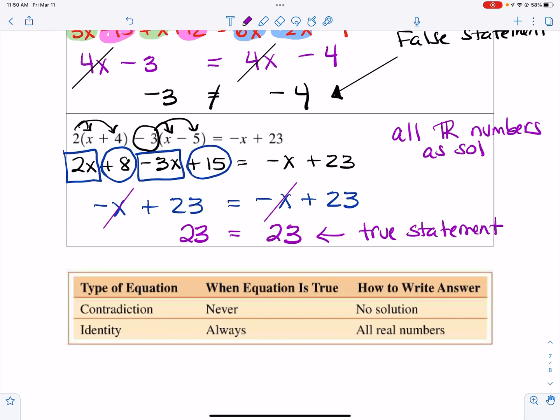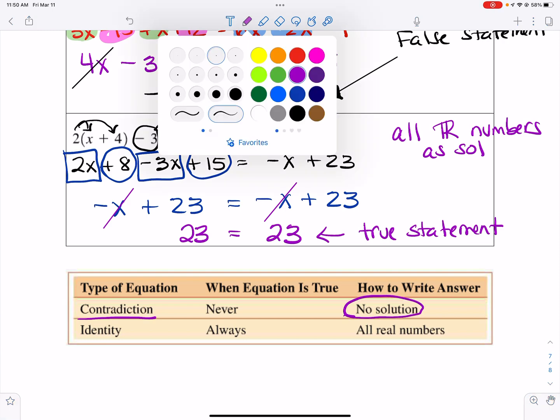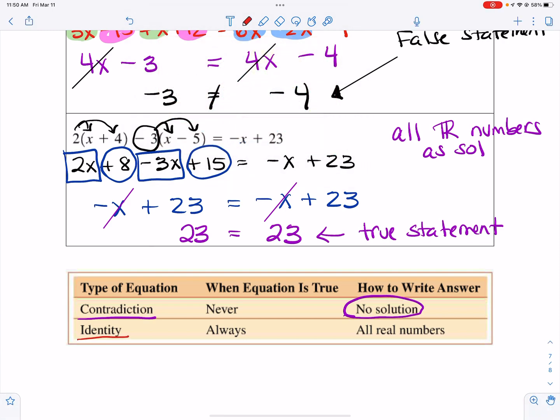So you have a contradiction, which means that there's no solution, and then you have an identity, which means that you have all real numbers. And that finishes 6.1.